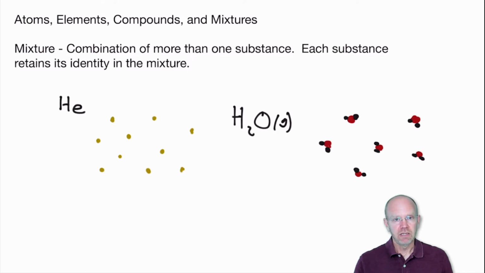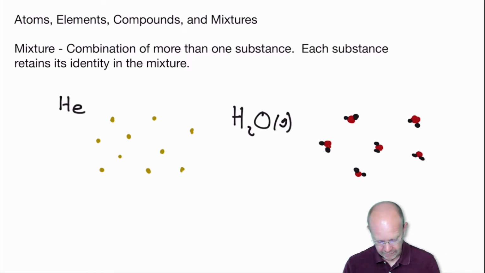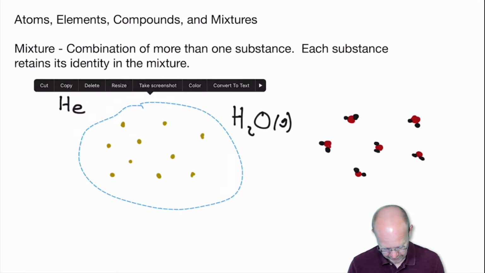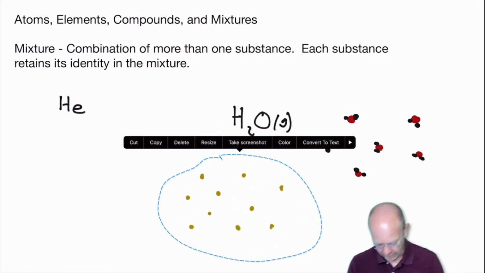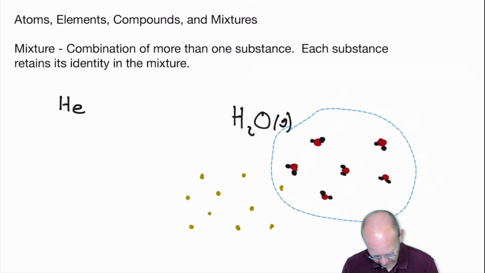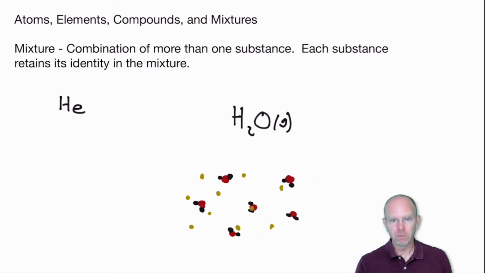A mixture is anytime you have 2 or more substances that come together. For example, if I had helium gas and I pumped that into some container, and then I pumped some steam in, some water in its gaseous form, what would be inside that container would be discrete helium atoms and discrete water molecules, but they're intermixed. So we call those things mixtures.